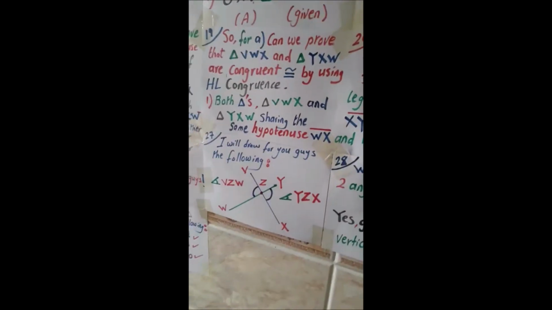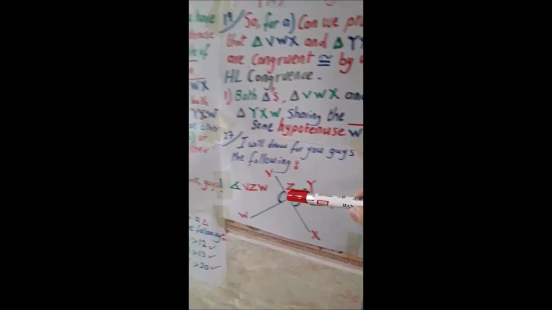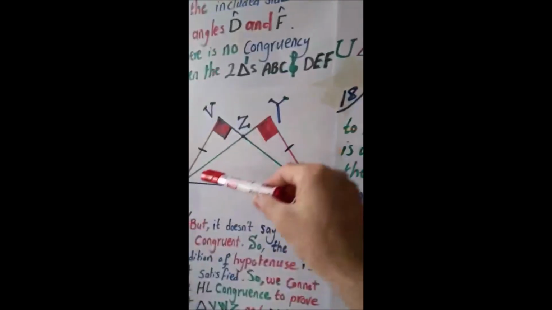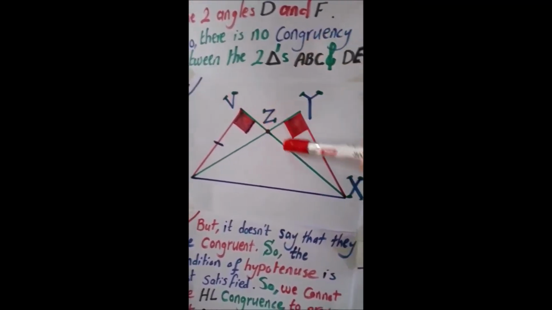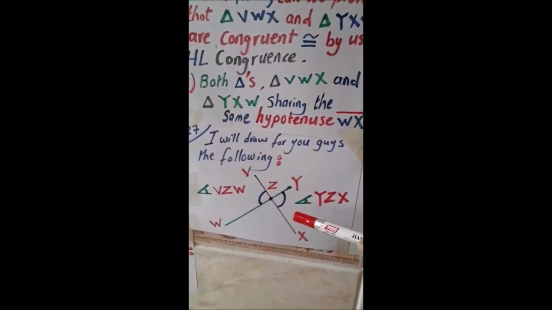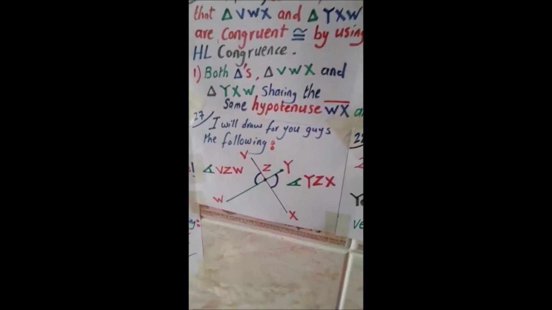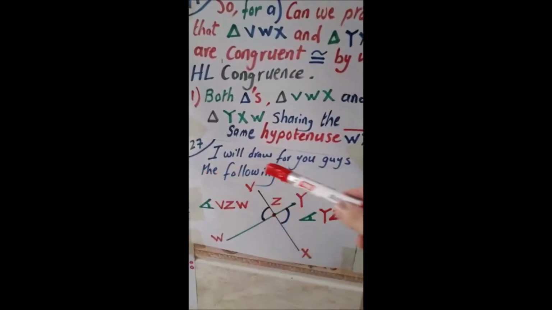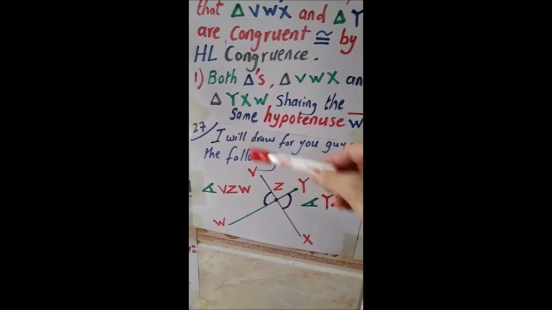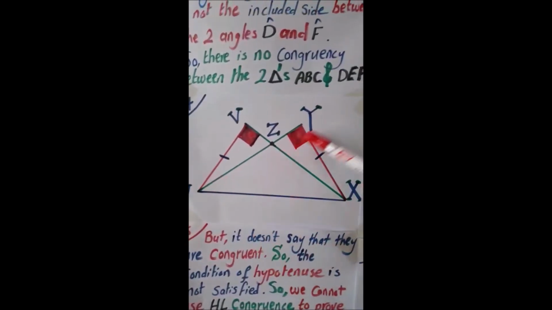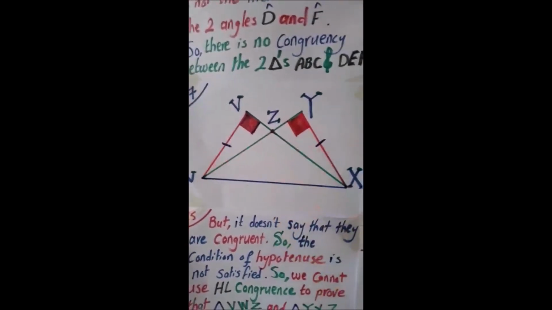Guys, what I will do, I took this part from here. Look, I took this one, WZY and VZX, and I put them in this way, to make it clear for all of you, and you will see why I did this. I will draw for you the following. As you see, this one and this one, I took them from here. It's the same. I didn't do anything. I just take this part out.